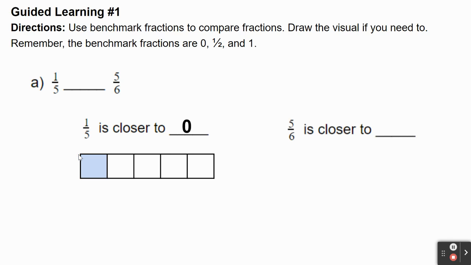Now 5/6. Let's go ahead and draw a model that has 6 parts with 5 of them shaded. Oh wow, here we only have one more part that needs to be shaded to have the entire model shaded. So 5/6 is closest to 1.